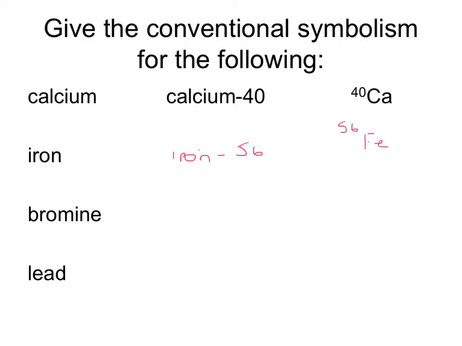Bromine might have a couple of isotopes, but let's go for the one that weighs 79. So we'd write bromine-79 or 79Br, and lead 207, so we'd write lead-207 or 207Pb.